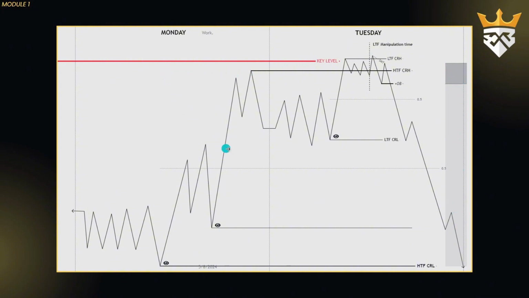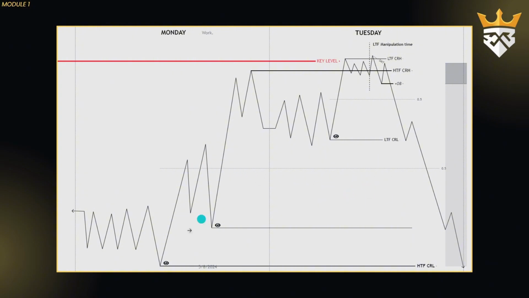So then we wait for accumulation, then a manipulation time on Tuesday, right? And Tuesday itself is normally a manipulation day. And then within Tuesday itself, we wait for our session to open. This could be London session. Then we wait for the lower time frame manipulation time into a key level, lower time frame turtle soup, at the higher time frame turtle soup to target higher time frame draws and liquidity. Hopefully this makes sense to you.